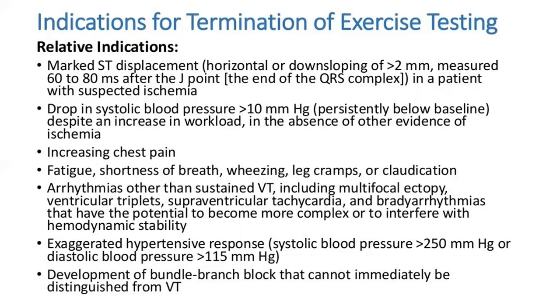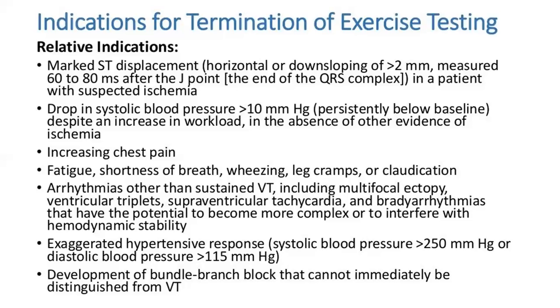Here you can have more indications, the relative indications. Marked ST displacement, horizontal or downsloping of above 2 mm, measured 60 to 80 ms after the J point, the end of the QRS complex, in a patient with suspected ischemia. Drop in systolic blood pressure above 10 mmHg persistently below baseline despite an increase in workload and the absence of other evidence of ischemia.